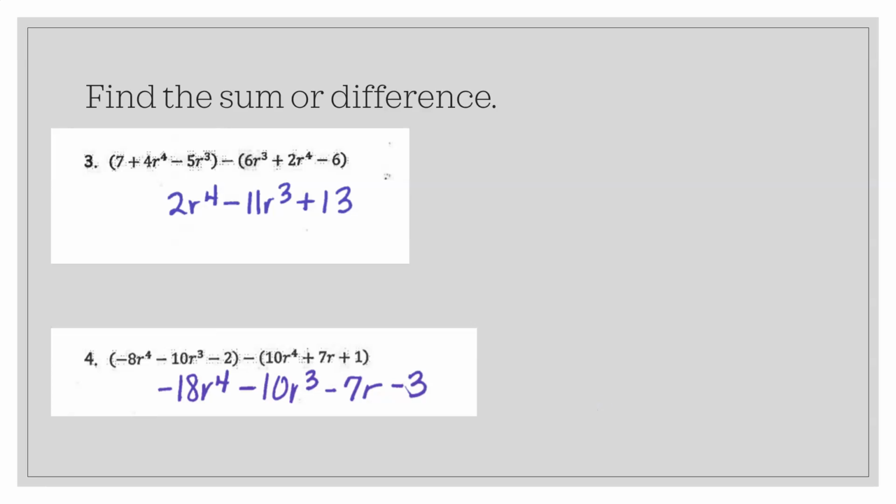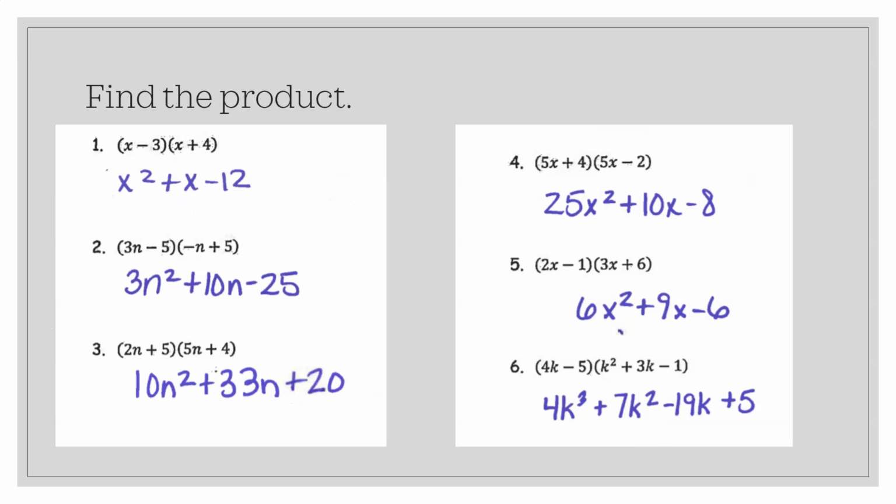Number 3, you're subtracting. If you want to just subtract, that's fine, but I changed that to addition and changed all the signs in the second polynomial to get 2r to the fourth, negative 11r cubed, and plus 13. Number 4, again, I changed that to addition, so I have negative 18r to the fourth minus 10r cubed minus 7r minus 3. Here's where you multiply.